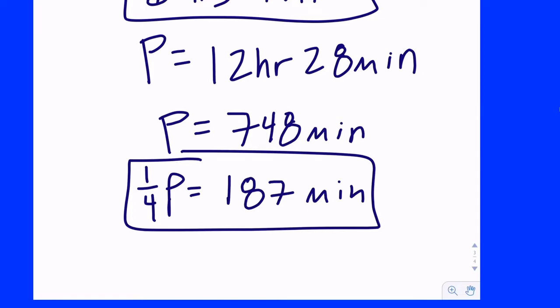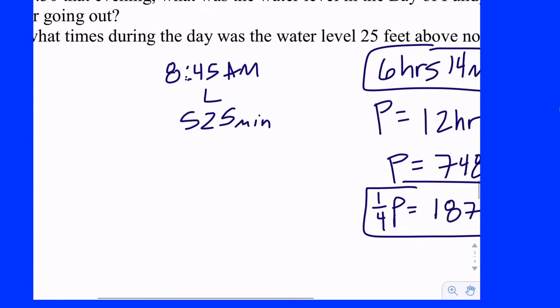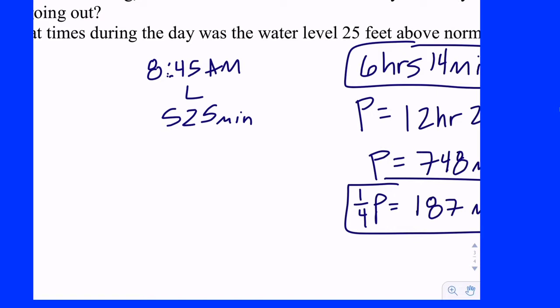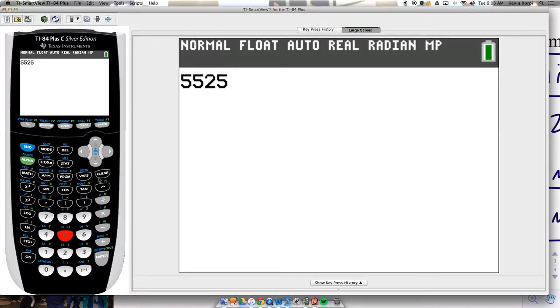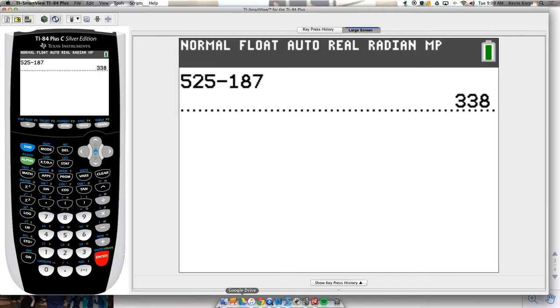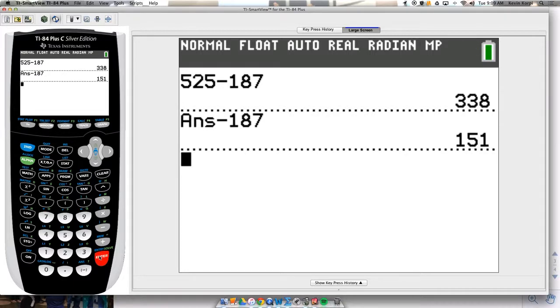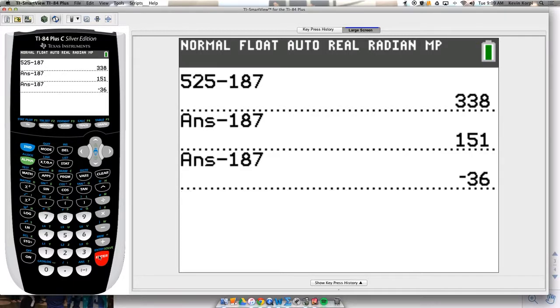Now, you're going to have your calculator on the test tomorrow, so you can use it to help you, right? 748 divided by 4. So let's go ahead and work backwards. On your calculator, go ahead and type in 525. You'll need a calculator. You can borrow mine today and tomorrow. And let's go ahead and subtract 187. We get 338. Now, if you subtract 187 again, remember, if you do something twice in a row on your calculator, it remembers what you did. So you can just keep hitting enter.